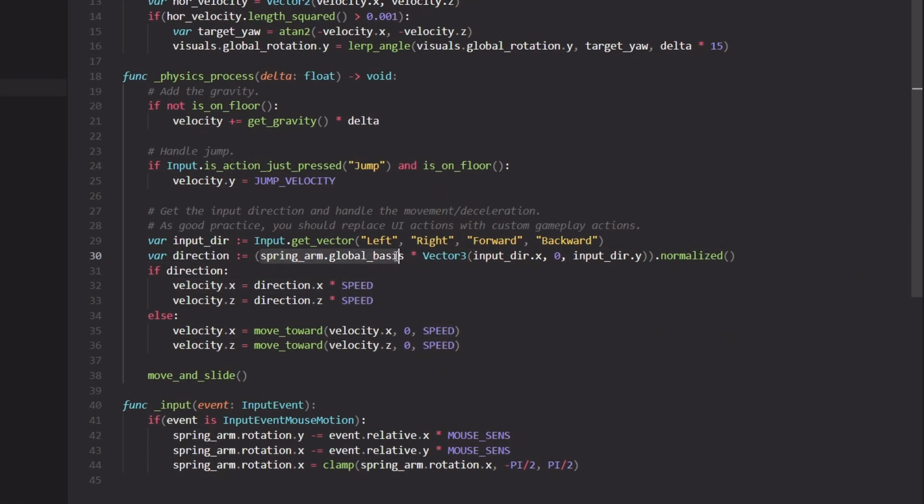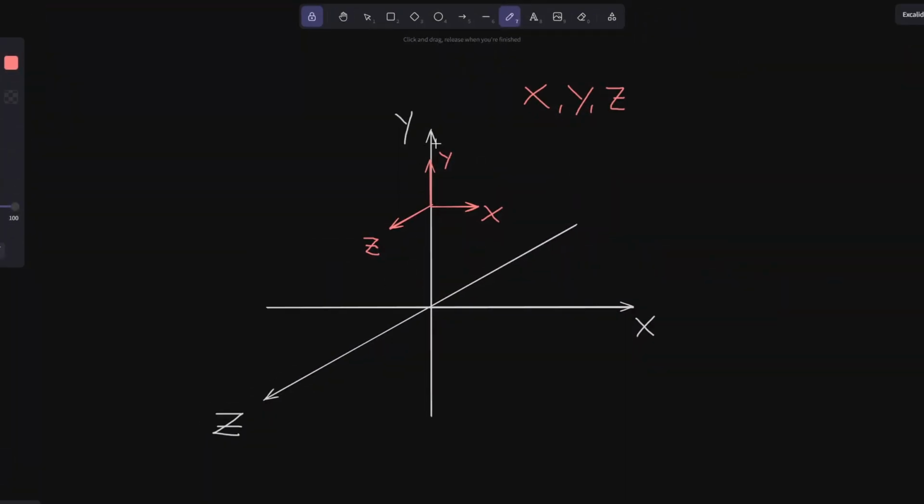So the main problem here is that we're using our spring arm's global basis to define our directions. And what do I mean by that? Here I have a drawing of the world coordinates, the spring arm's basis in the red. The XYZ here is our input vector. And we know that we stored our forward and backwards information in the Z component. What does forward mean? Our input vector doesn't know if forward is in this direction, or in this direction, or in any direction in the world.